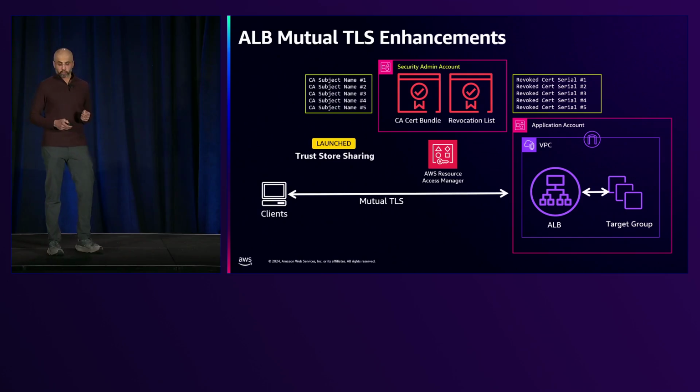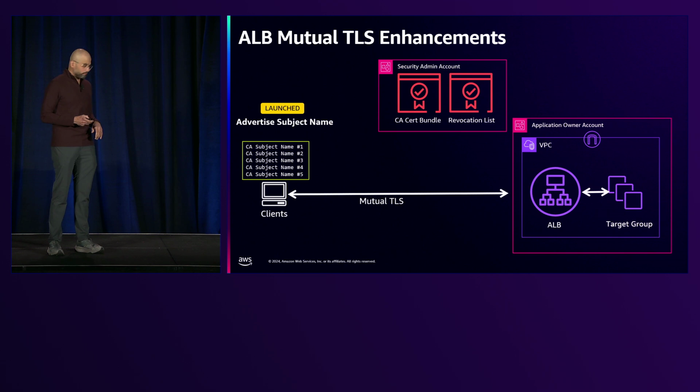So if you were a network admin, you can now generate a single trust store and make sure that all your application accounts are just using that trust store. So the security admins can easily scale while maintaining accuracy. Another feature that we launched is advertising the subject name in the CA bundle. So oftentimes, clients have more than one client certificate in them, and they need to choose the right client certificate to participate in that mutual TLS connection. This feature helps with that. Both of these features were launched based on feedback that we received from you after our mutual TLS launch. I hope you find these useful.